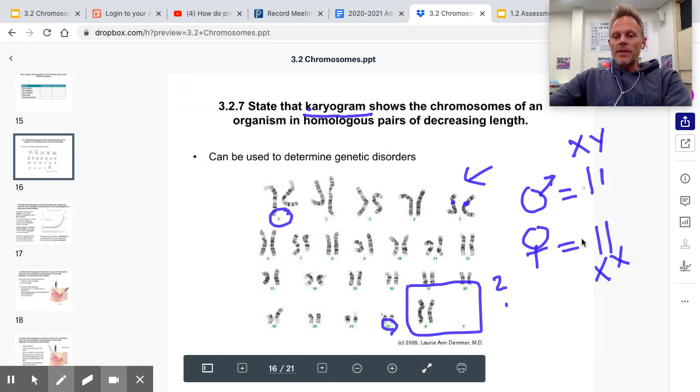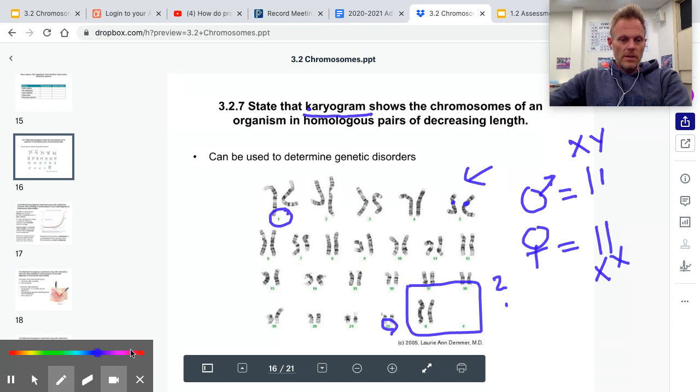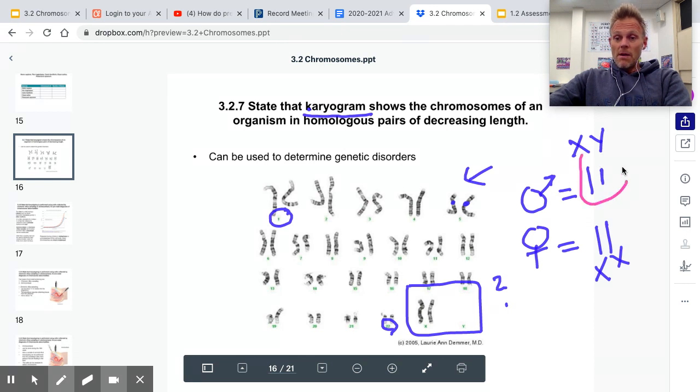The interesting thing about this, I'm going to change colors for a second. I'll do it this way. The interesting thing about this is that if you're a male, your 23rd pair is not homologous because it doesn't fit that definition, right? Not the same size, not the same shape.